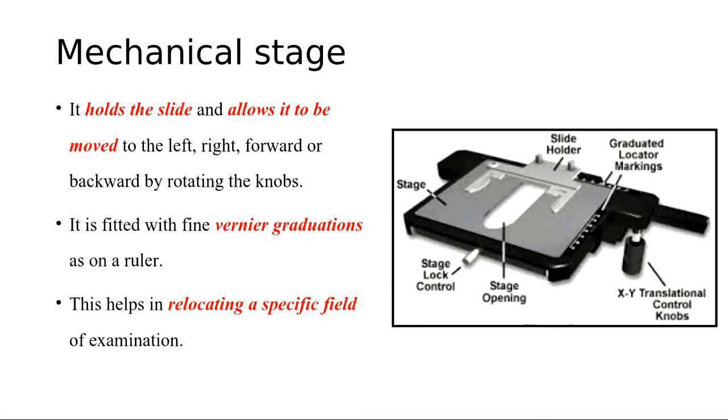So this is the stage. This is called the mechanical stage, and it has a slide holder. You see on the mechanical stage there is something called a slide holder. It holds the slide. It grips the slide tightly so that the glass slide doesn't fall down. And graduated locator markings are there. XY translational control knobs are there. XY means if you want to move right side, left side, up, below, you will use the XY translational control knobs. And there is a stage lock control. If you want to lock the stage, it is there. So this is the mechanical stage.